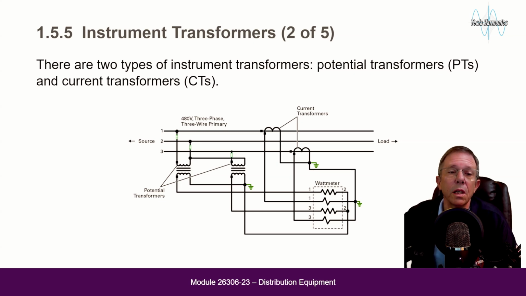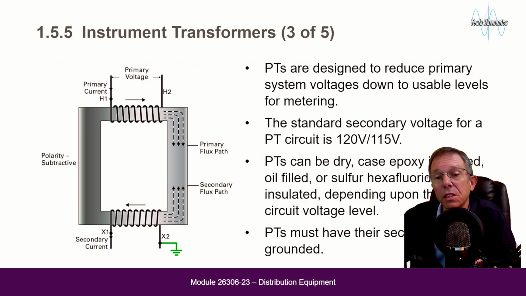Instrument transformers. There are two types of instrument transformers: potential transformers and current transformers. PTs are designed to reduce primary system voltages down to usable levels for metering. The standard secondary voltage for a PT circuit is 120/115 volts.